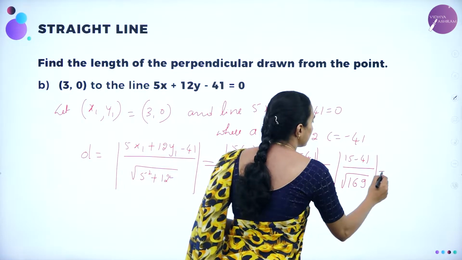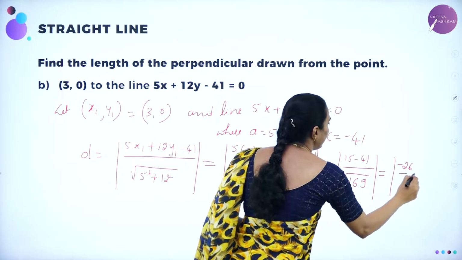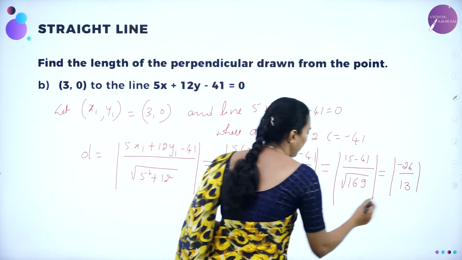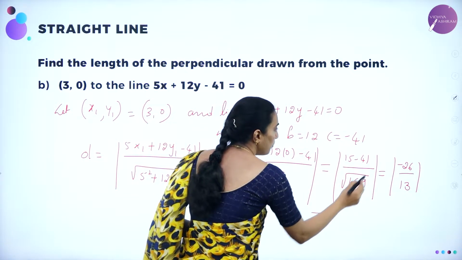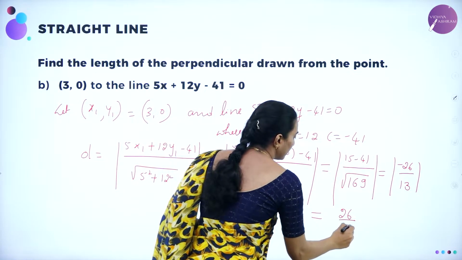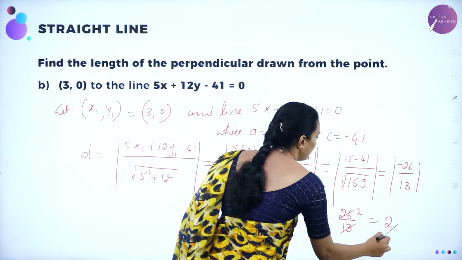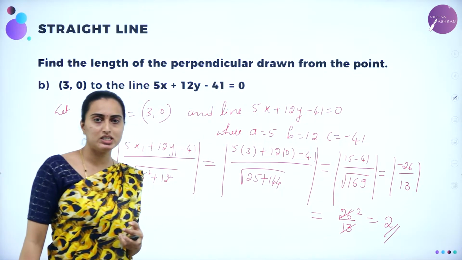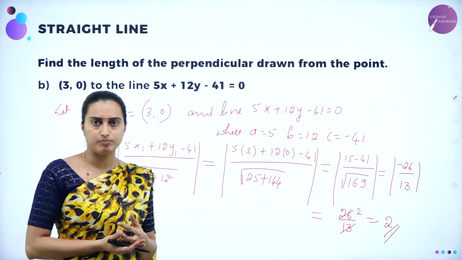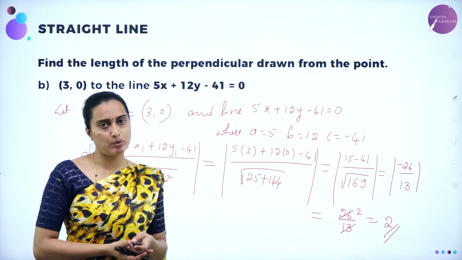which implies 15 minus 41 gives you minus 26 divided by square root of 169, which is 13. So modulus of minus 26 is plus 26 divided by 13. 13 twos are 26, so it is equal to 2, which is the distance. So the distance from the point to the line is 2 units. Understood? That's it dears. You can move on to the next question now.